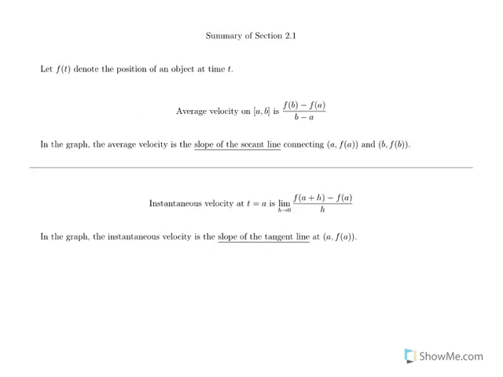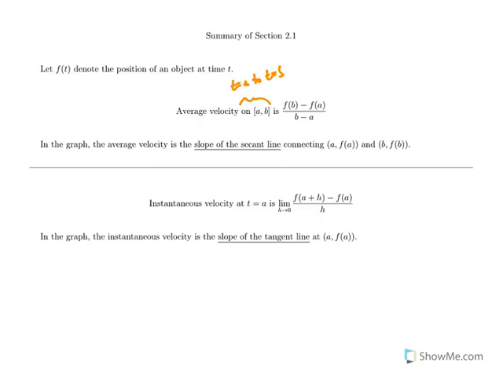So this section is very similar to section 2.1, so let's do some review of those topics. We're going to let f of t denote the position of an object at time t. And we learned that the average velocity on the interval a to b, which is just another way of saying from t equals a to t equals b, is f of b minus f of a over b minus a. And graphically, we learned that the average velocity is the slope of the secant line connecting the points (a, f of a) and (b, f of b).